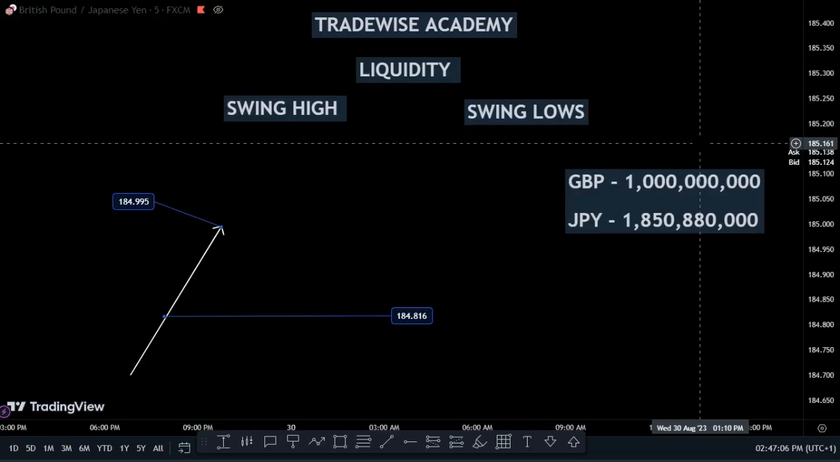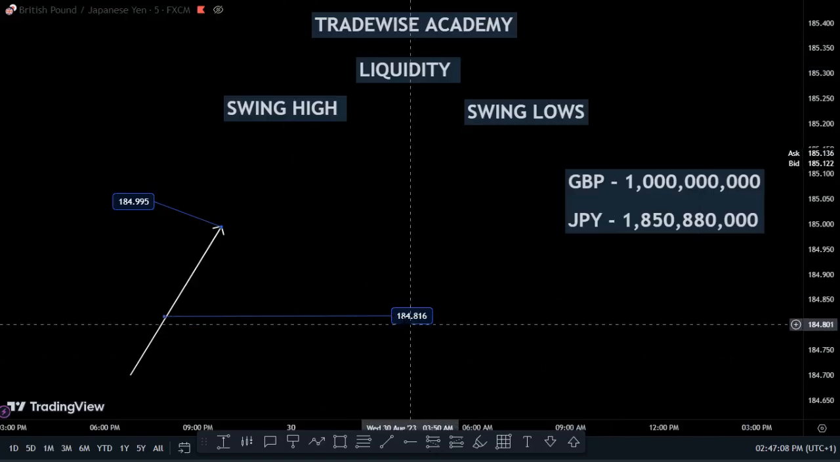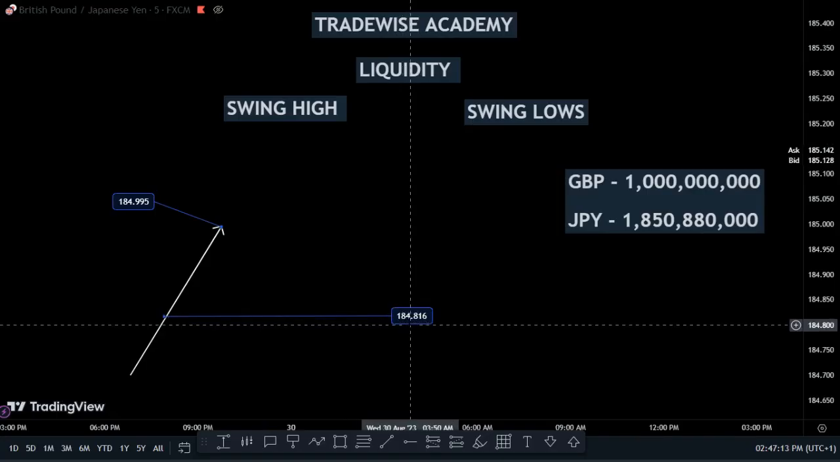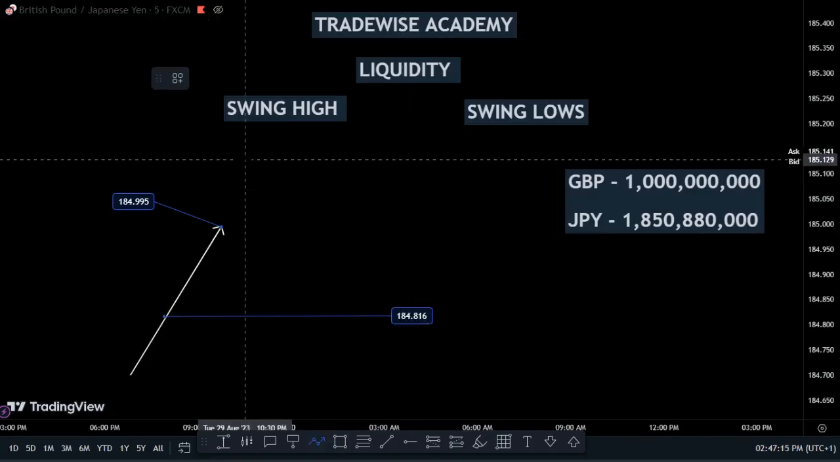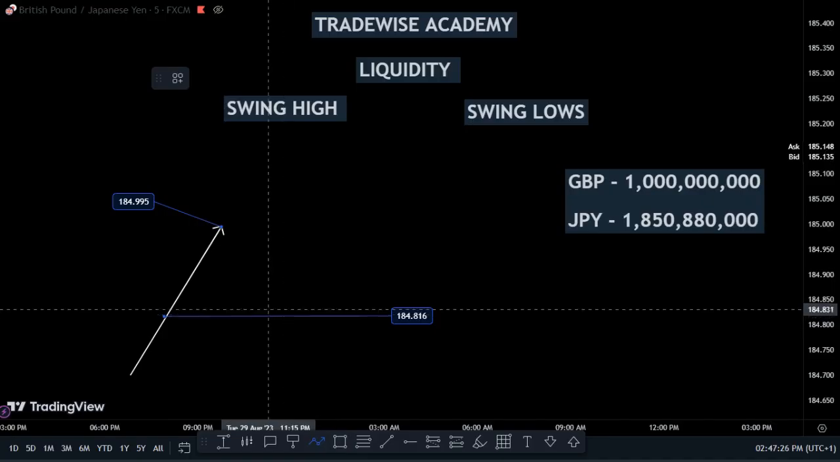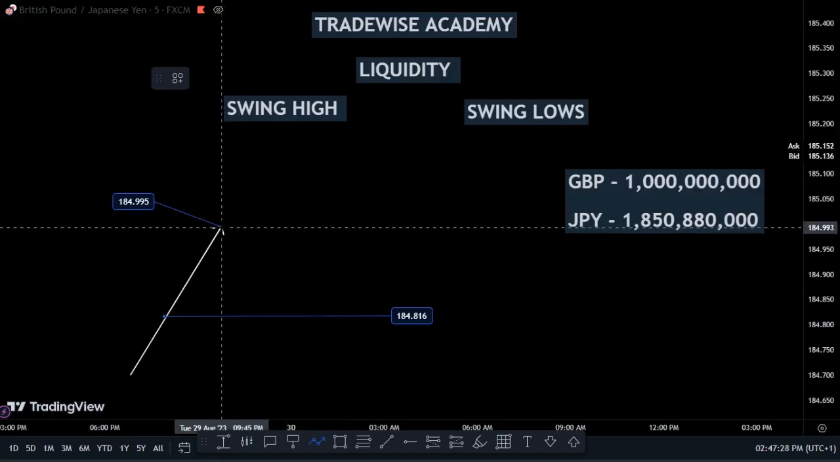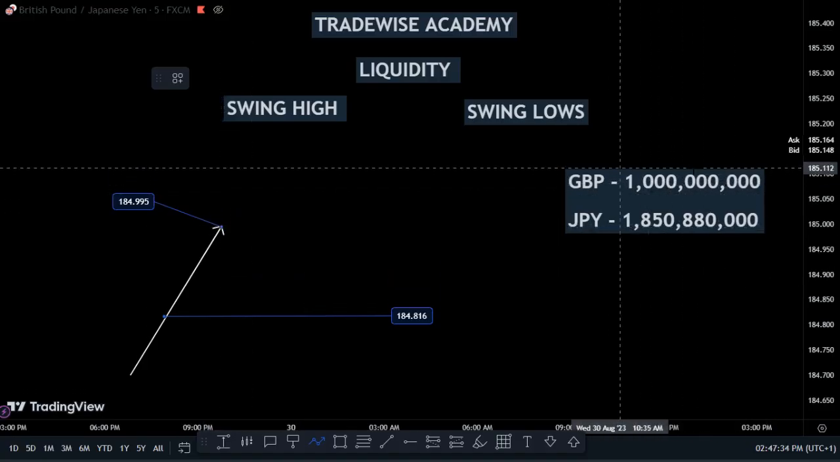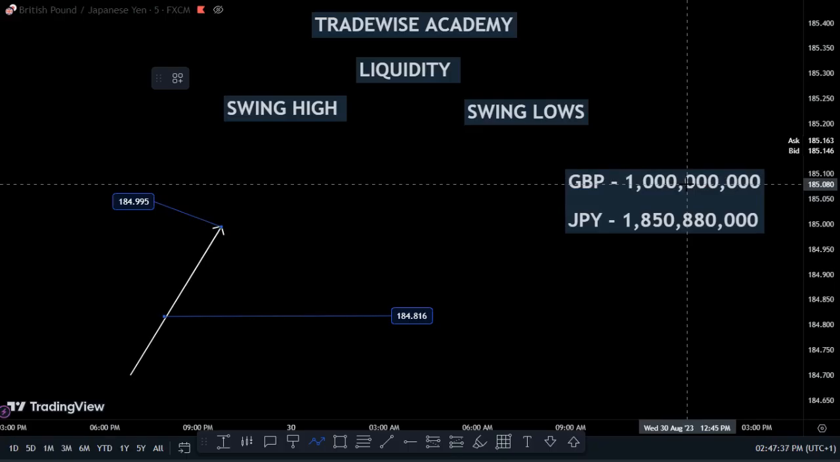What is engineering liquidity? Now, for the banks to buy at 184.816, like we mentioned, they most likely would want to drive this price down here. But because they don't want us, the retail traders, to know what is happening, what they are basically going to do is engineer liquidity, meaning they are going to create liquidity. Okay, for them, they are trying to create a liquidity where they have sellers of up to 1 billion.